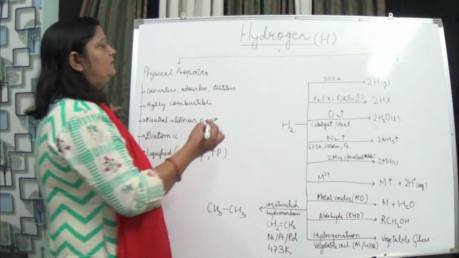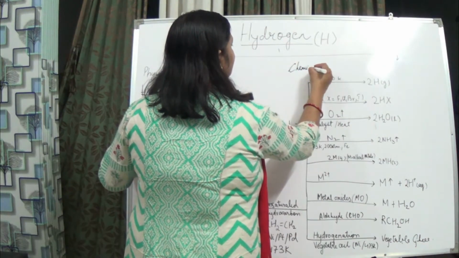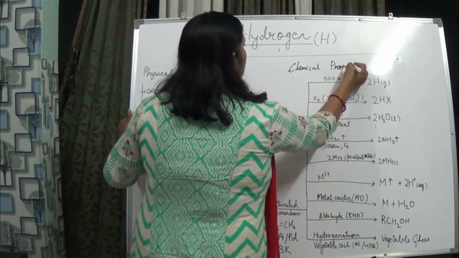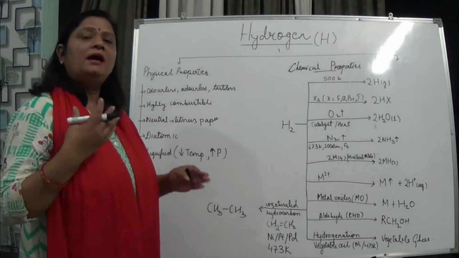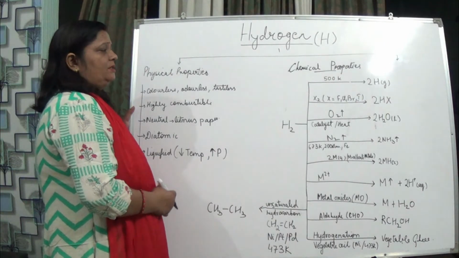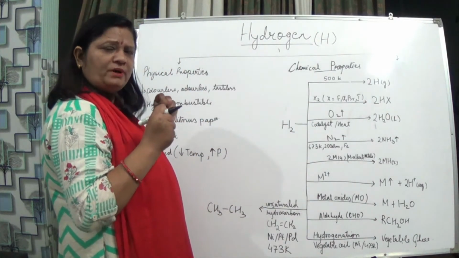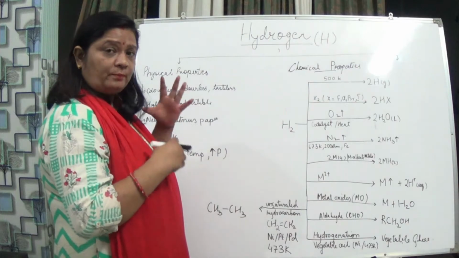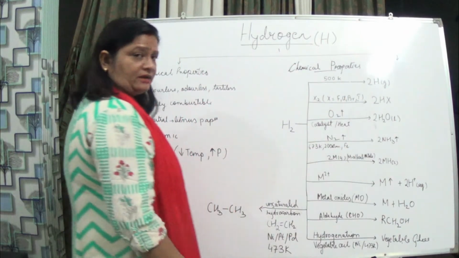Now let us study the chemical properties. Regarding chemical properties, what does it mean? How it is reacting with different substances. If we want this H2 molecule to break into atoms, we have to apply too much energy to it because we are disturbing its stability, isn't it? So we have to apply a temperature of 500 Kelvin, and then it can be broken down into 2 atoms of hydrogen.